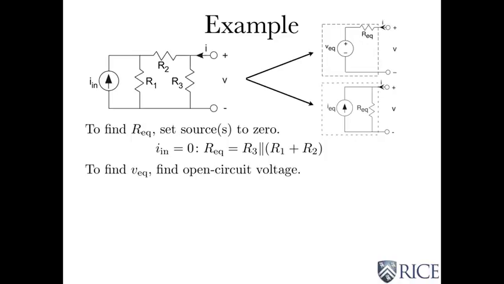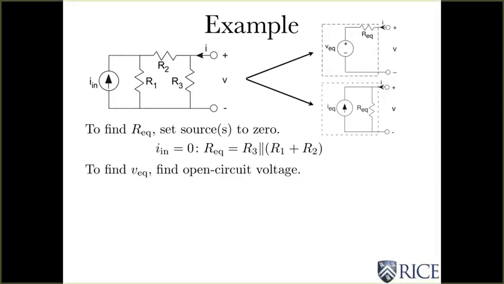Now, suppose we want to find VEQ. I'm just going to use our terminal-only results. I'm going to open circuit the voltage, so there's nothing across here. This is 0. And now we measure the voltage. Well, this voltage is going to be given by some dependence on this current source. And since it's a current source, it's a whole lot easier to find the current through here, and then I'll multiply that by R3 to get the voltage.